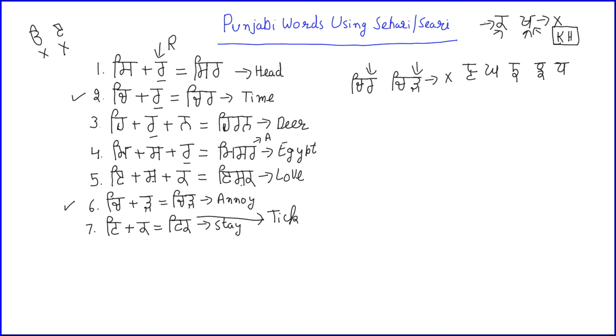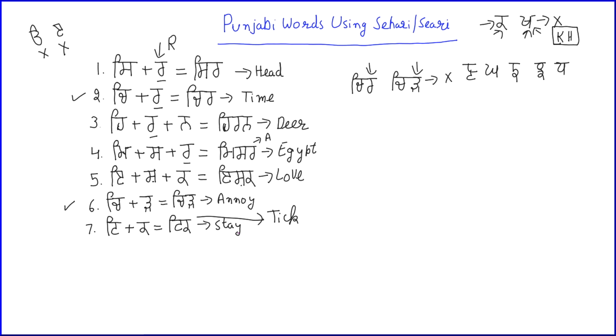I mean, when we have mastered all the matras and everything, we will discuss the mistakes that the English speakers usually make when they're learning the Punjabi language. Anyways, coming back to our seventh word, which is tick. Tick means stay. It also means to not do some sort of stupid things, you can say.